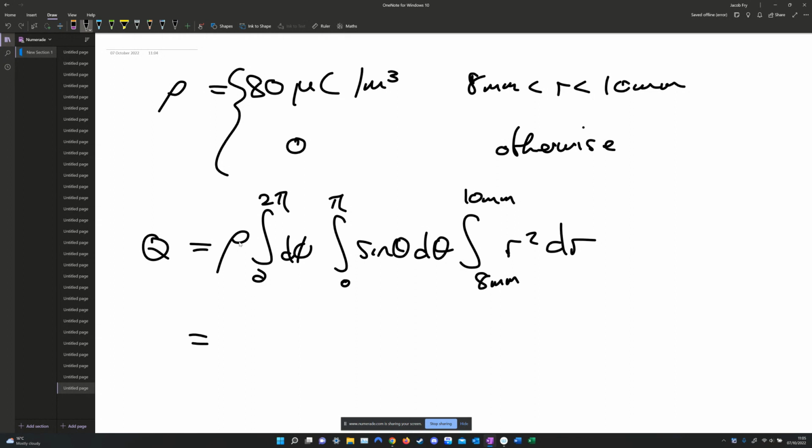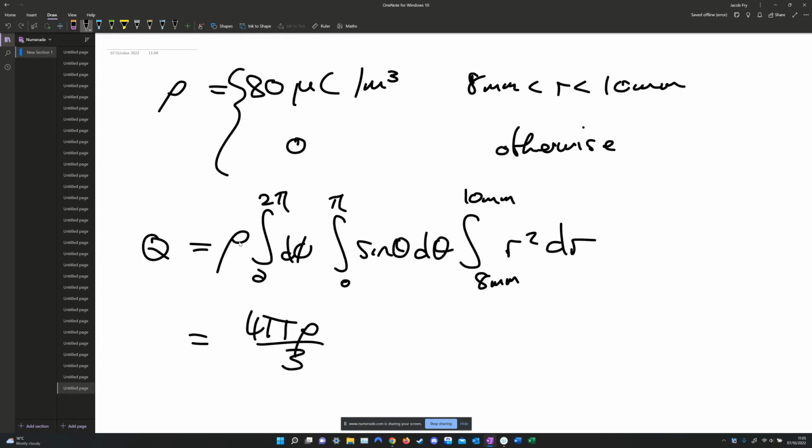So this is going to give us 2 pi. This is going to give us 2 because the integral of sine is minus cos, and minus cos of pi is 1, cos of 0 is minus 1, so this gives us 2. So we get 4 pi times rho. And then we've got this integral here.